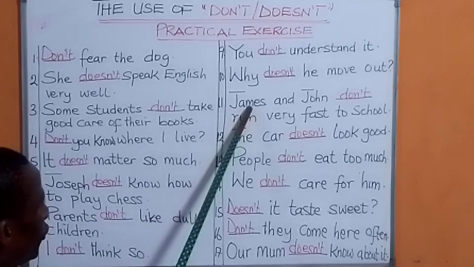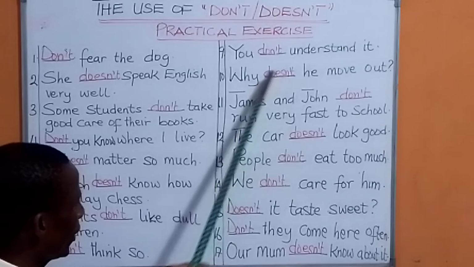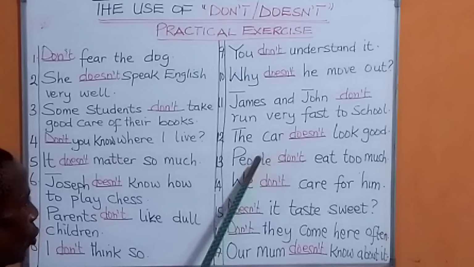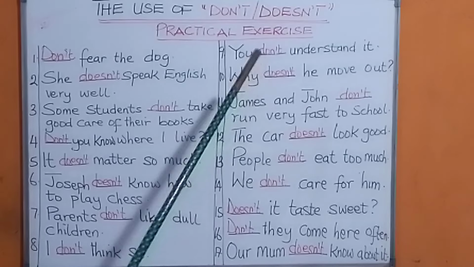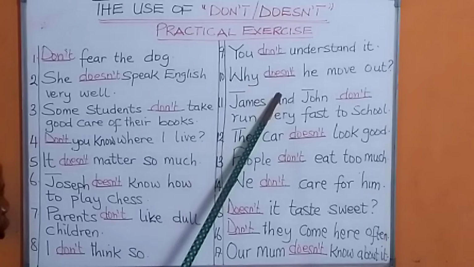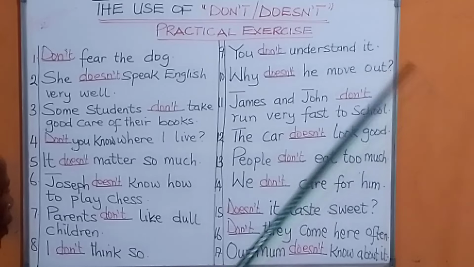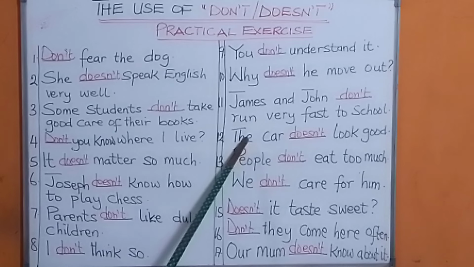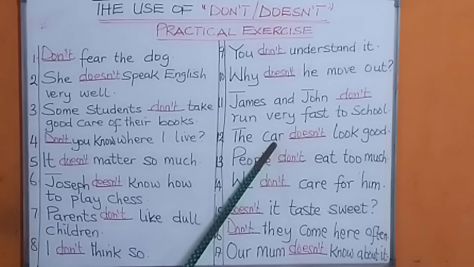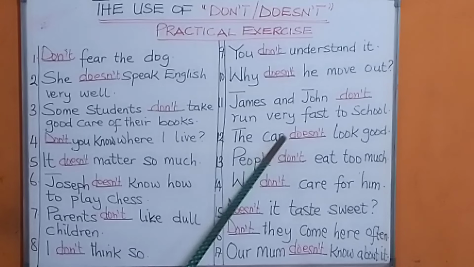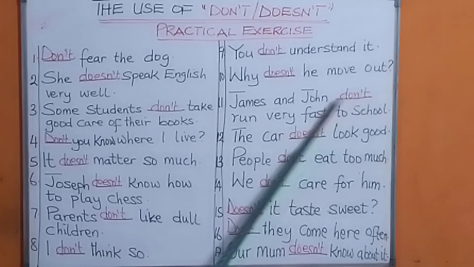Number 11. James and John don't run very fast to school. If it's one person, James doesn't run or John doesn't run very fast to school. But when they are two, James and John don't run very fast to school. Look at this. The car doesn't look good. If you have the cars, you say don't look very good.